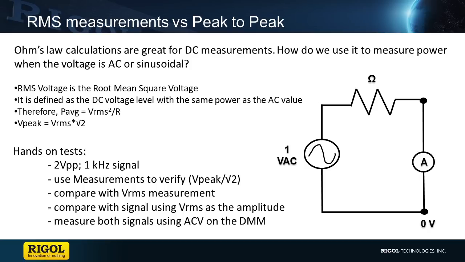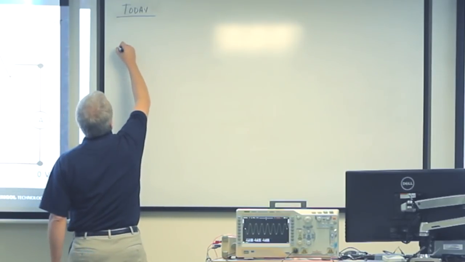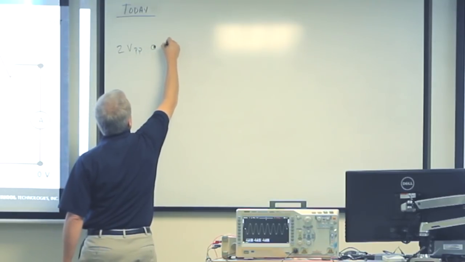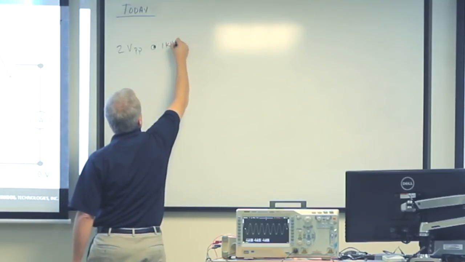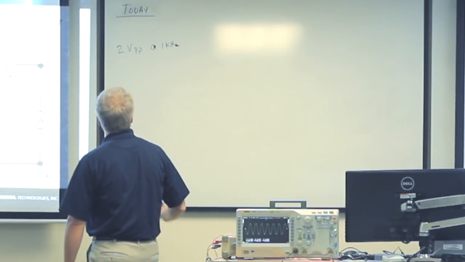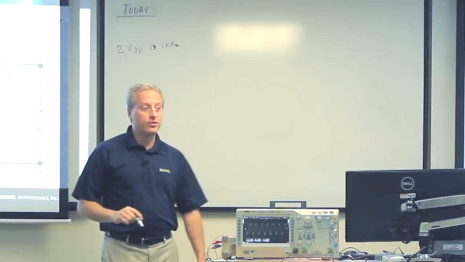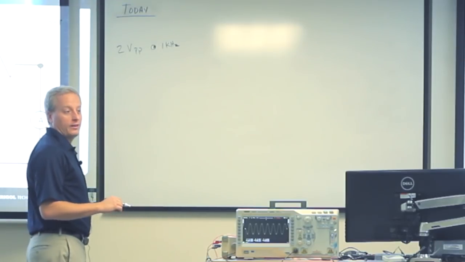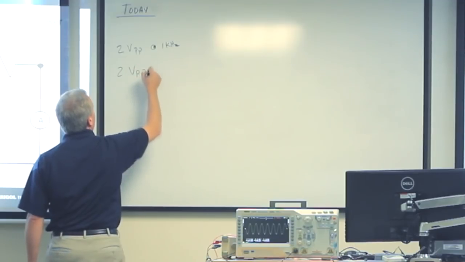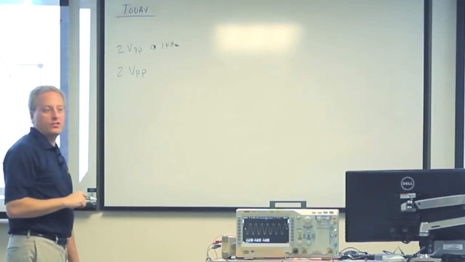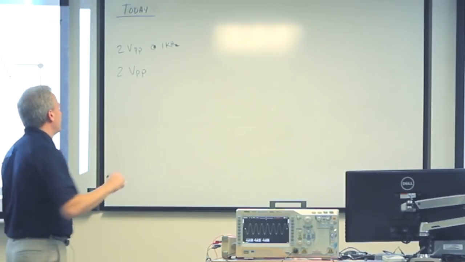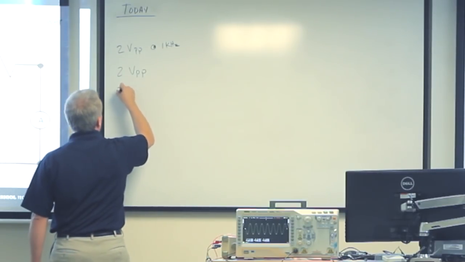Let's keep moving. All right, so we've got our 2 volt peak-to-peak signal at about 1 kilohertz. Presumably if you did that right, you're seeing 2 volts peak-to-peak on the scope. What's the RMS voltage you're seeing? 700 millivolts. Excellent.